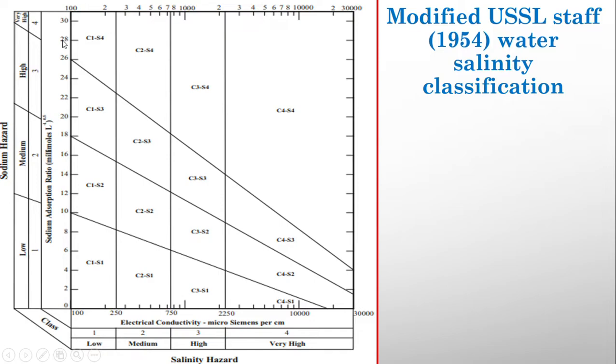Actually this classification is based on two parameters. All the four factors are considered, but still this classification is based on two parameters. One is the sodium adsorption ratio, which can also be called sodium hazard, and another one is electrical conductivity, which can be termed as salinity hazard. So according to these two parameters, the USSL has classified the water into 16 categories.